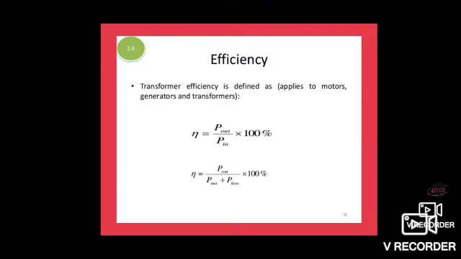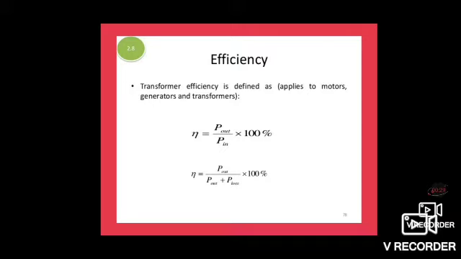Students, in this class we are going to discuss efficiency, the condition for maximum efficiency, and all-day efficiency of a single phase transformer. The transformer efficiency is defined as the ratio of output power to input power. It is represented by the symbol eta, which is equal to P out divided by P in into 100%. Eta is equal to P out divided by P out plus P loss into 100%, where P in is equal to P out plus P loss.